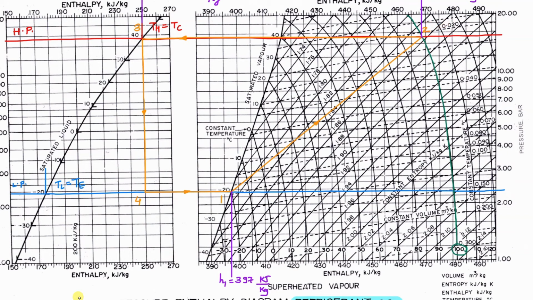Now here you can clearly see that this 1 to 2 is not parallel to these isentropic curves. So this is isentropic and this is also isentropic. And here you can see 1 to 2, it is crossing in between. So this is polytropic.